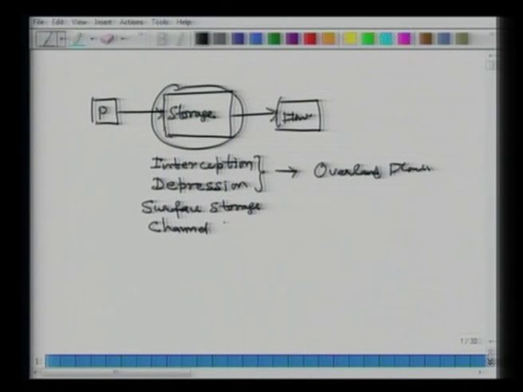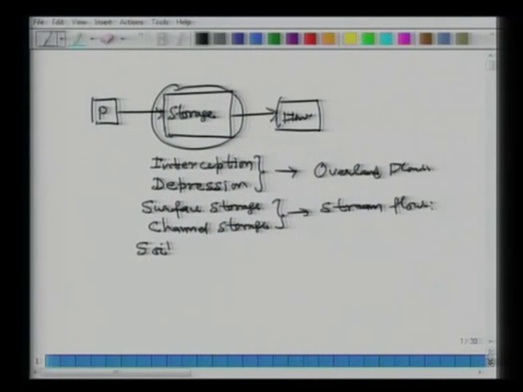Another example could be the channel storage. The water that is stored in the rivers and streams and creeks, etc. What comes out from these storages is what is called stream flow. Stream flow that we observe in the rivers and streams. What is another type of storage apart from these four storages? Water goes into the ground. And what happens to the water that goes into the ground is that it can get stored into what is called the soil storage or soil moisture.